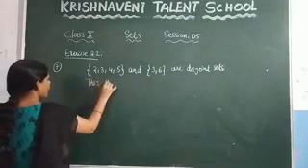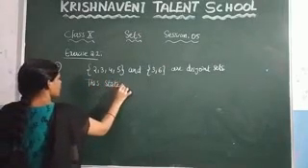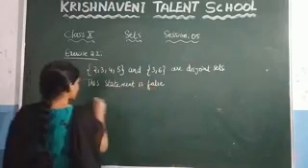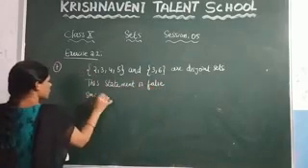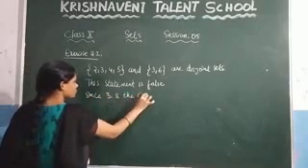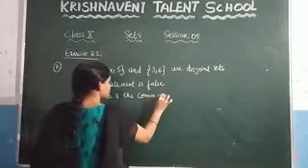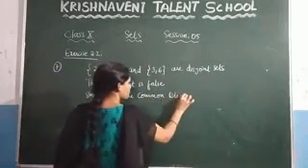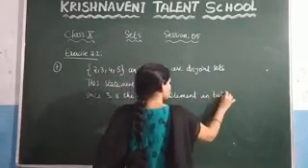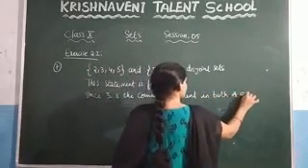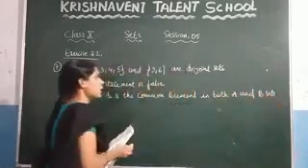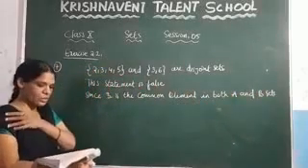So you can write here: this statement is false since 3 is the common element in both A and B sets. So we can say that A and B sets are not disjoint sets.